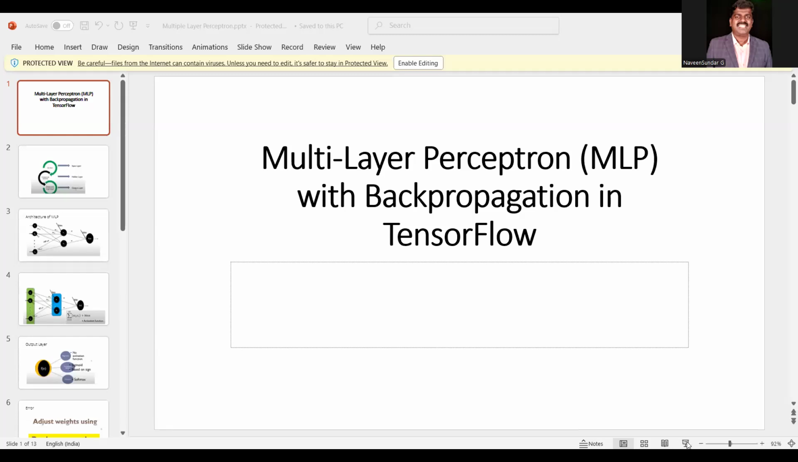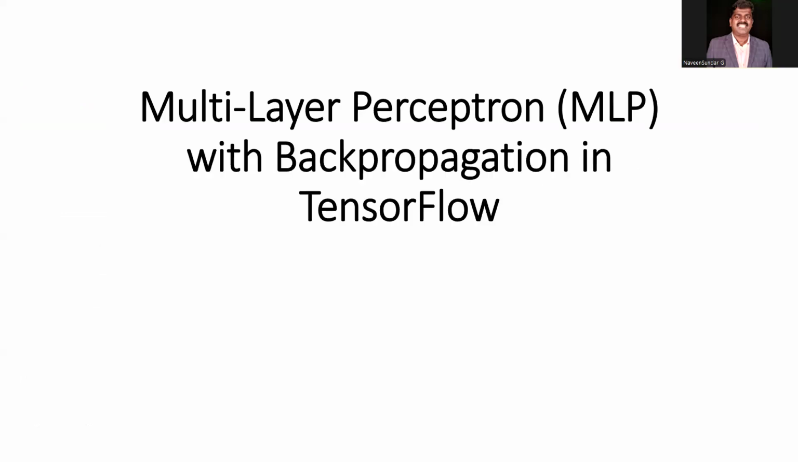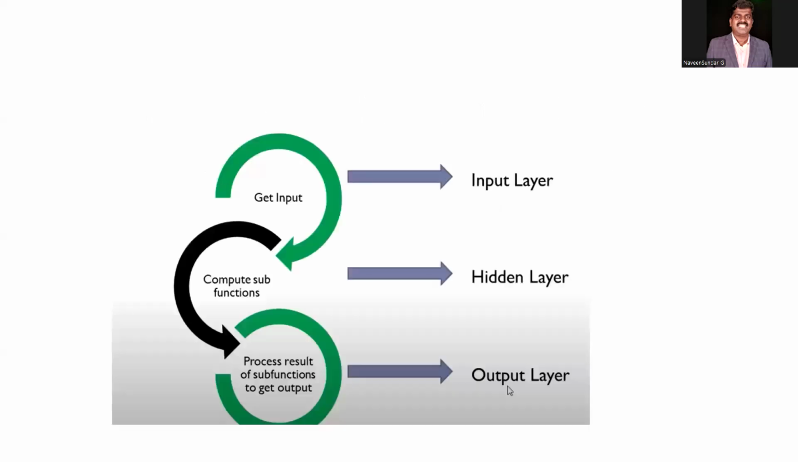Multilayer perceptron. Last class we saw the single layer perceptron, and today we are going to see the multilayer perceptron. The difference between the single layer perceptron and the multilayer perceptron is that the single layer has only the input layer and the output layer, but here, in addition to this, we are going to have the hidden layers. We will see how the computation works in the hidden layers.